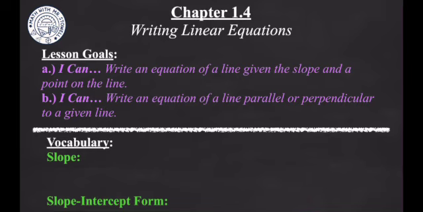In this lesson, our goal is for us to be able to say that I can write an equation of a line given the slope and a point on the line. And also, I can write an equation of a line that is parallel or perpendicular to the given line. So we have these two goals that we want to be able to understand.